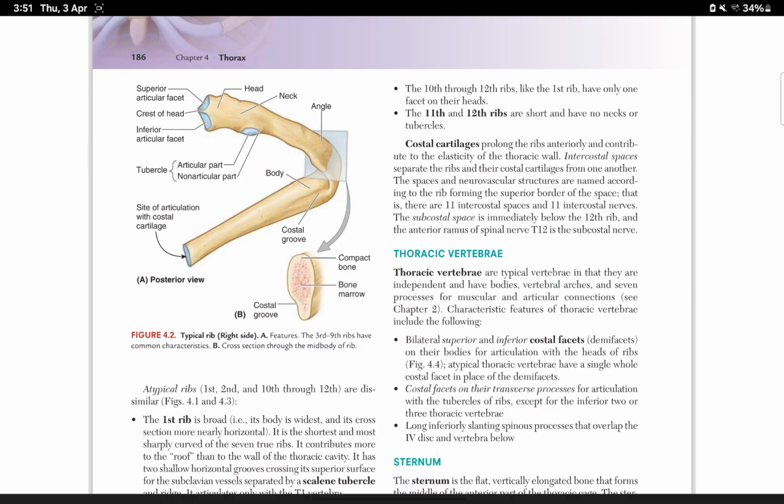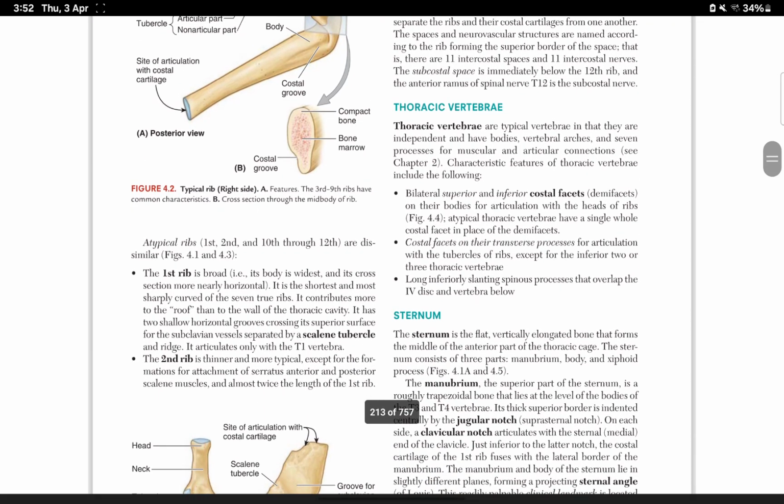Spaces and neurovascular structures are named according to the rib forming the superior border of the space. That is, there are 11 intercostal spaces and 11 intercostal nerves. The subcostal space is immediately below the 12th rib, and the anterior ramus of spinal nerve T12 is the subcostal nerve.